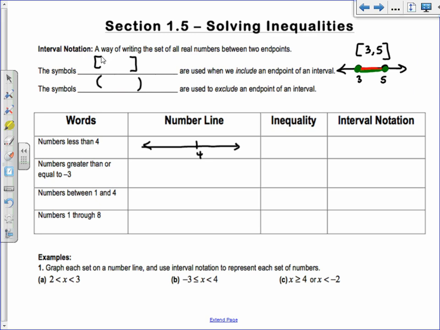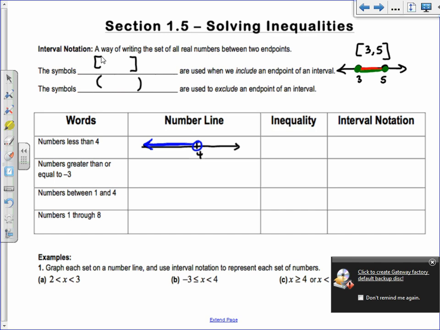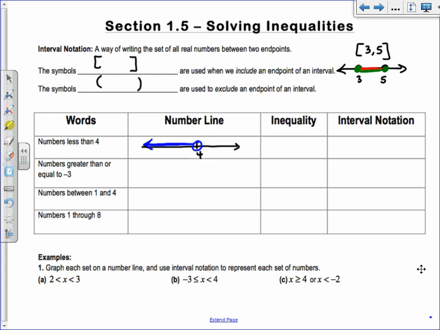All right, so we have 4, and we want everything less than 4. Does that mean I'm going to shade in 4? No, it's going to be open. So we're going to have an open circle, not filled in, and we're going to have everything to the left of 4. So that's the number line. Our inequality is going to be x, so numbers that are less than 4. So x is less than 4.